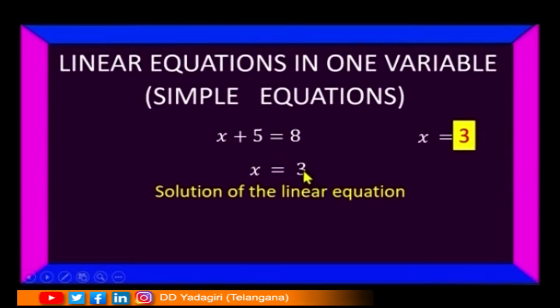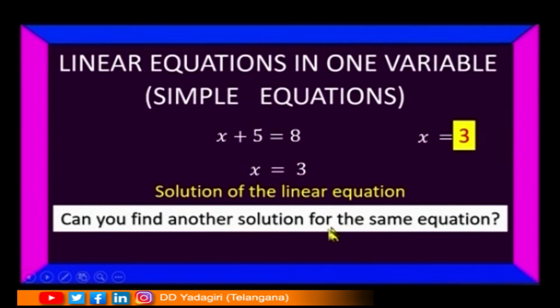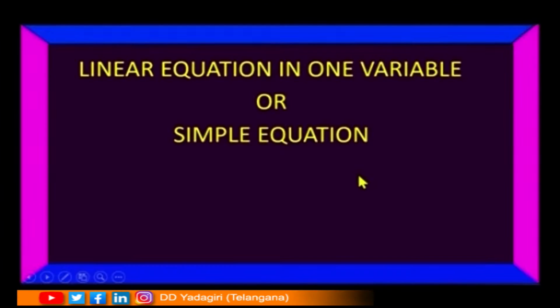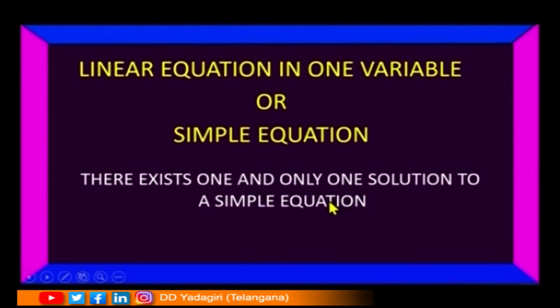Can you give another number other than 3 as a solution of this equation? Can any other number satisfy this equation? Can you find another solution for the same equation? No, we can't find another solution for the same linear equation, because all simple equations, that is linear equations in one variable, contain one and only one solution. There exists one and only one solution to a simple equation.